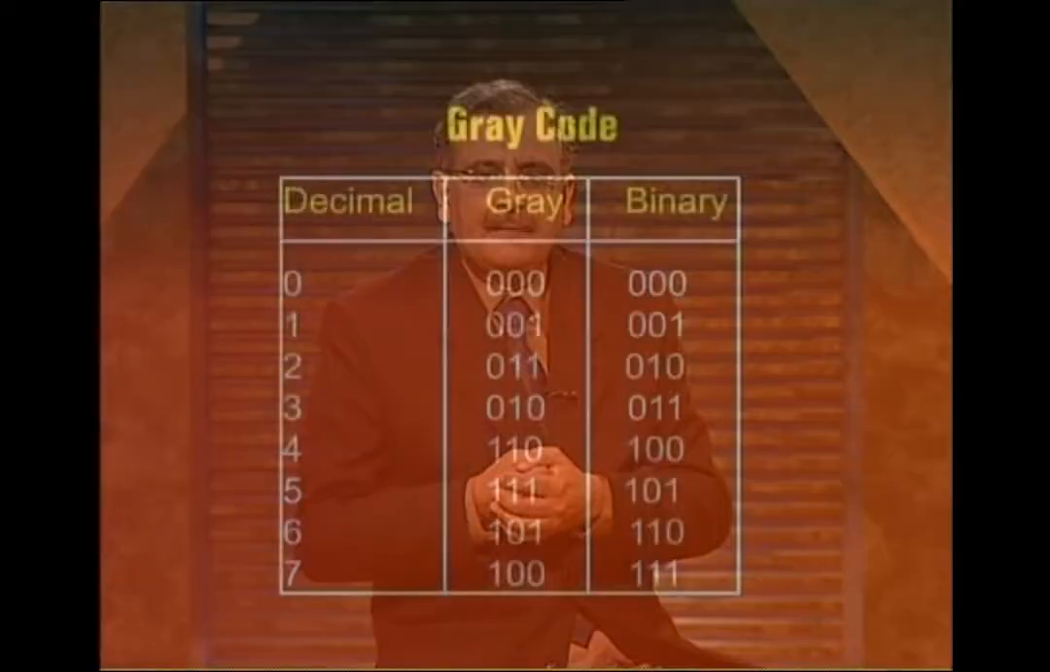But before that, I would like to mention that the gray code is not a positional code. Binary code, we said, was a positional code because each bit represents a certain value. Gray code is not a positional code. Now, let's have a look at the example.